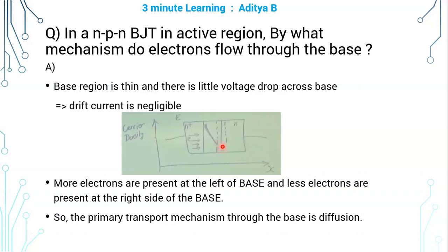So the concentration of electrons will be less on the right side and more on the left. So the primary transport mechanism through the base is diffusion, because of this concentration gradient existing in the base.